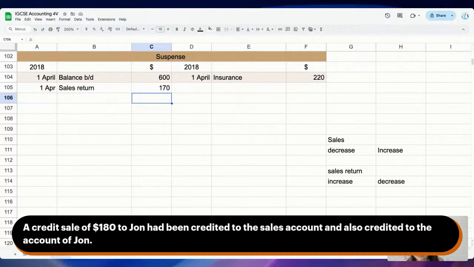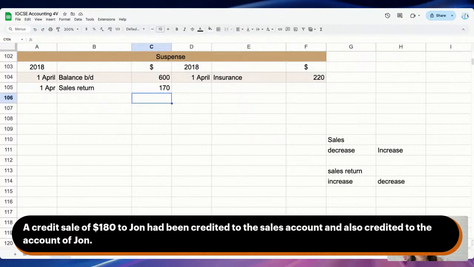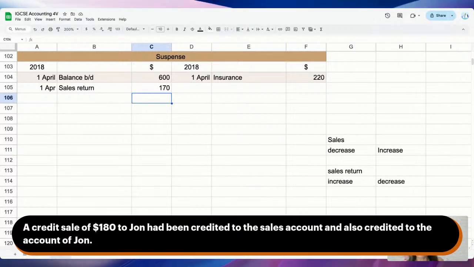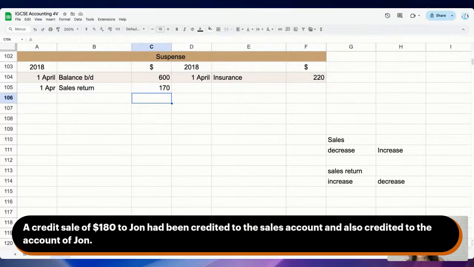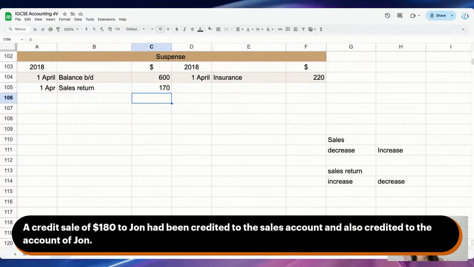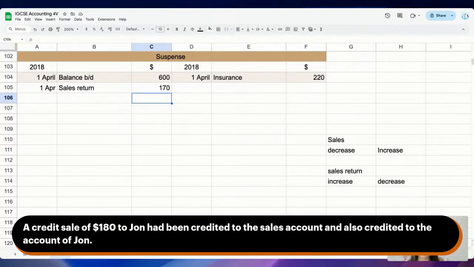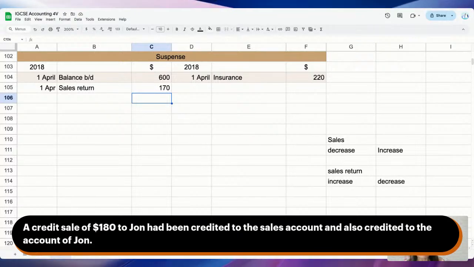All right, a credit sale of 180 to John has been credited to the sales account. Okay, full stop. We talk about this sentence first. First of all, we know this is sales. All right, just now I already said, sales increase is credit side. Okay, it's 180 to John. John is my customer, all right? So in this sentence, it says that it was credited to the sales account, which is correct because, as you can see on the screen, I said that sales increase is credit side. So it's correct already.